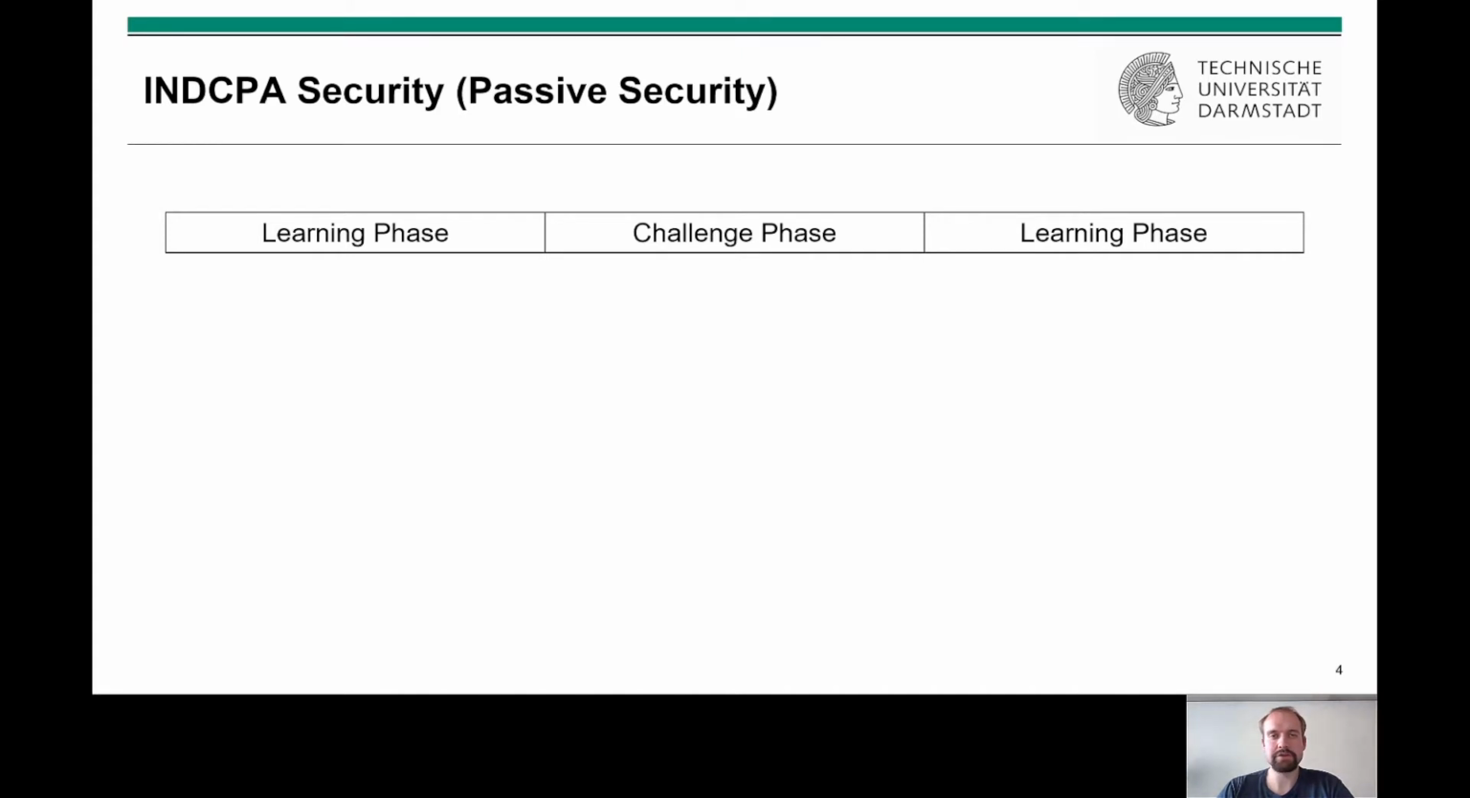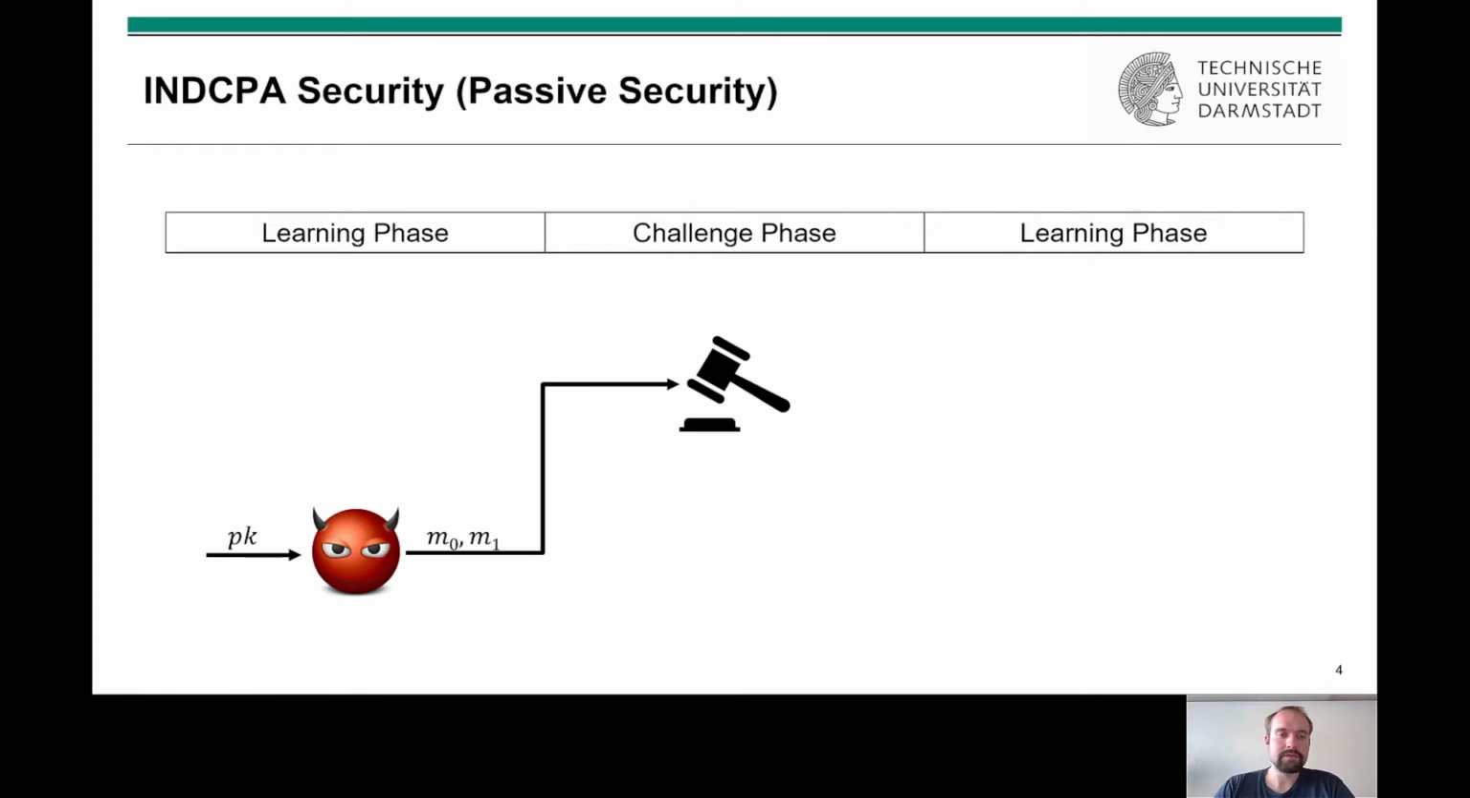This is modeled as a game which consists of three phases: a learning phase, a challenge phase, and then another learning phase. In the first learning phase, the adversary gets a public key of the encryption scheme. During this phase, the adversary can use this public key to encrypt arbitrary messages of its choice. At the end of the learning phase, the adversary outputs two messages, M0 and M1. These are sent in the challenge phase to a challenger, who samples a bit B at random and encrypts either M0 or M1 to compute the challenge ciphertext CB.